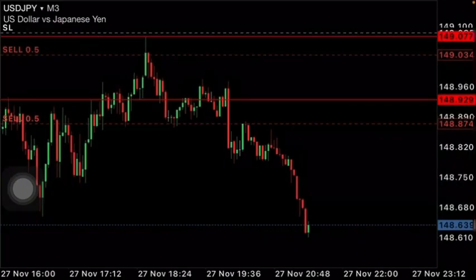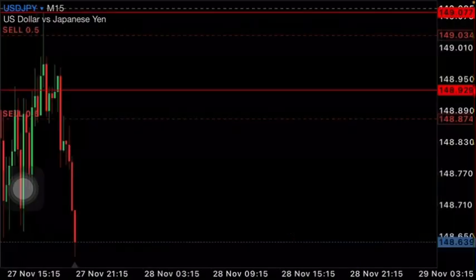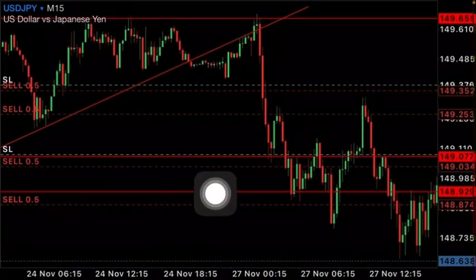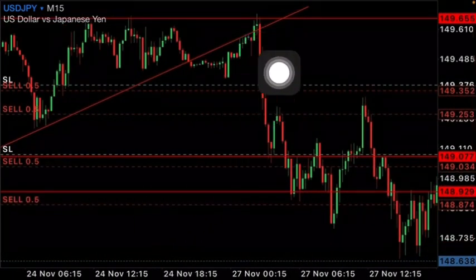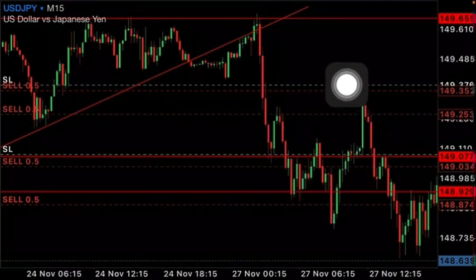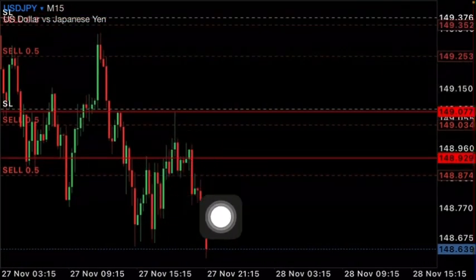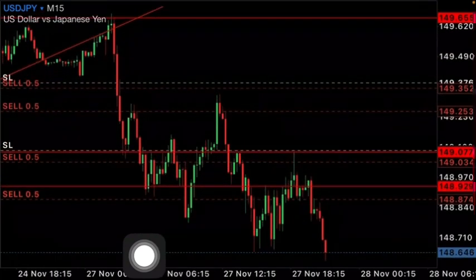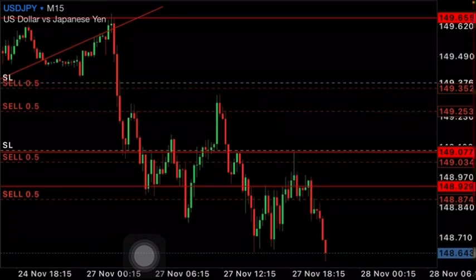Look at guys, this is 3 minutes now, this is 15 minutes, and look at the move, guys. Look at from here. Imagine you had entered this trade from here, right down to this level, guys. How much would you have made from this market?